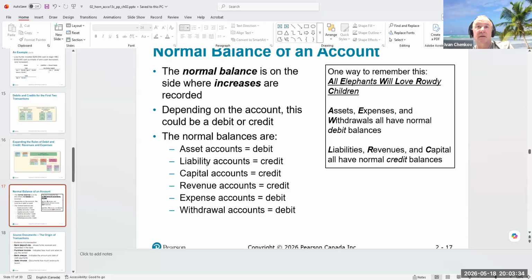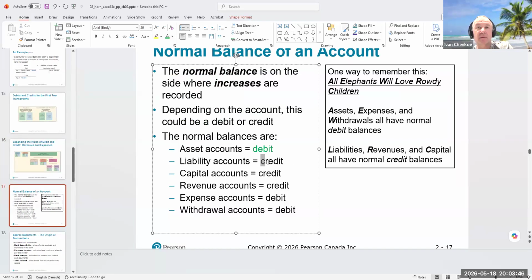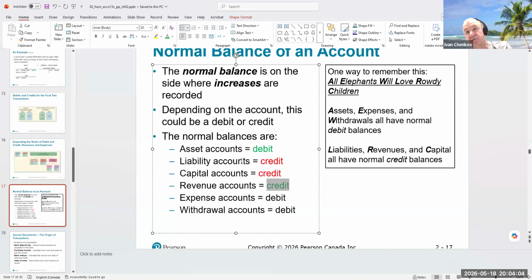So for the normal balance again, we already talked about this. Asset account always have debit balance. Gonna highlight it in green. Liability and equity, credit balance. Revenue account, increasing the equity, but the revenue is kind of good for the company. Actually, it's good for the owner. Expenses decreasing the revenue or decreasing the owner's capital. Withdrawals, they're decreasing owner's capital.